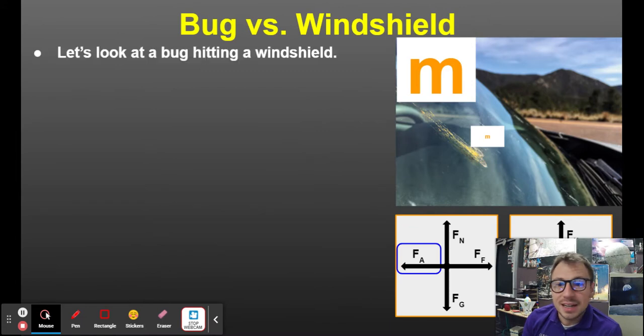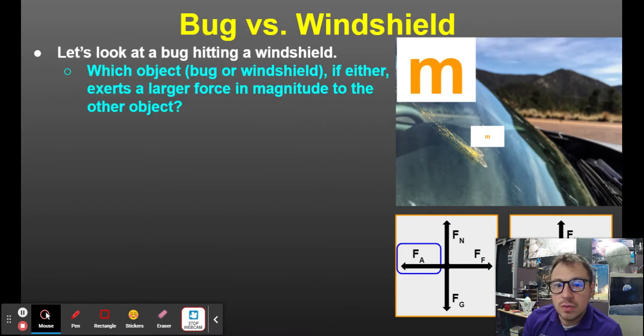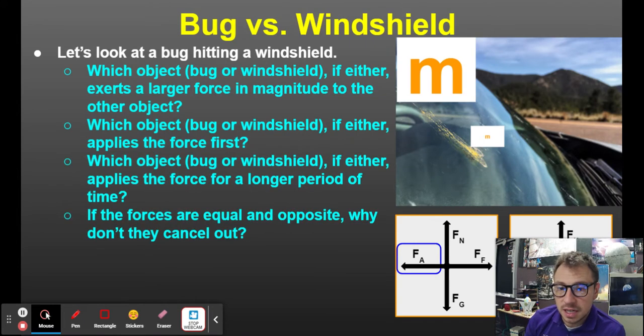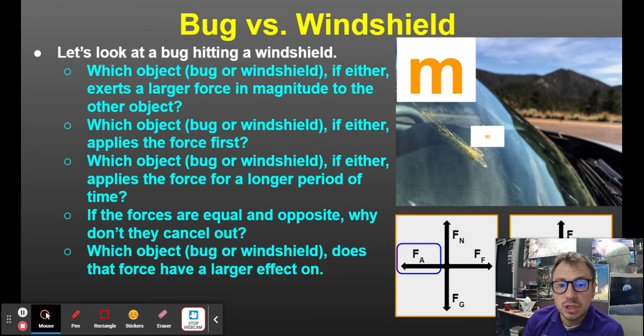All right, now let's look at a bug hitting a windshield. Which object, the bug or the windshield, if either, exerts a larger force of magnitude on the other object? We know that they are going to be equal. We know that they are going to be simultaneous, so they are applied at the exact same time for the same amount of time, and they don't cancel because they're acting on two different objects. One of the forces is acting on the windshield, and one of them is acting on the bug.